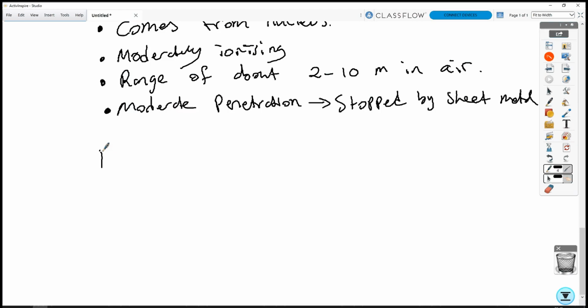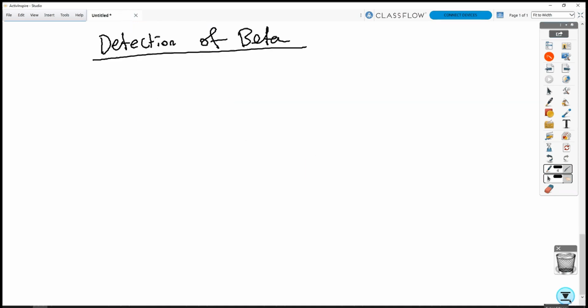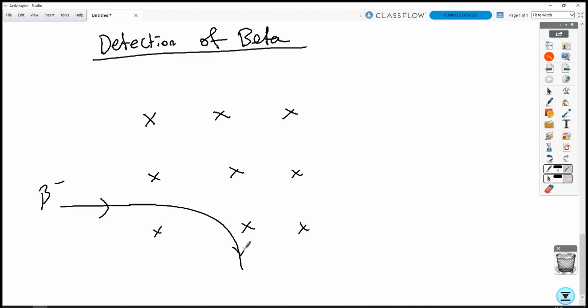So for beta to detect it, if we had a magnetic field, beta minus particles would curve downwards, and our beta plus particles would curve upwards. So again, we use the left-hand rule. The negatives go down, the positives go up.